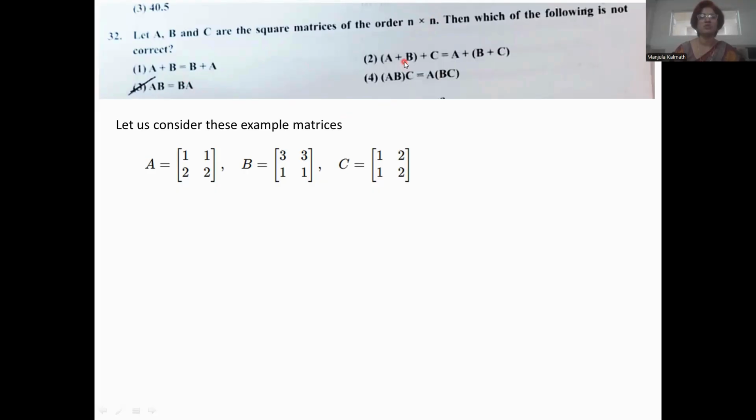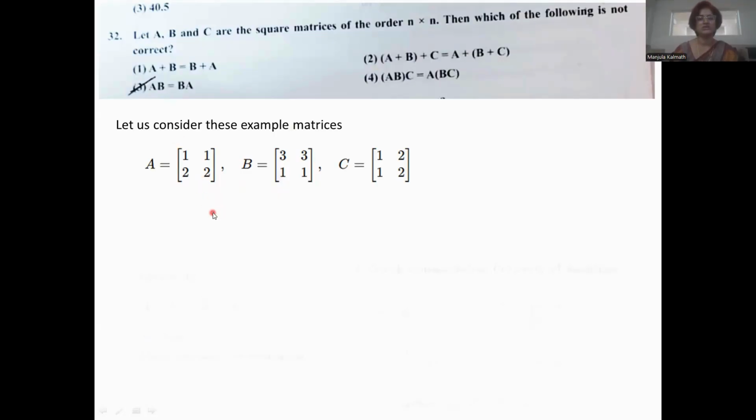Now we have to check these properties. First one, A plus B equals B plus A, that is the commutative property for matrix addition. Then the associative property for the addition of matrices. Then the commutative property for the multiplication of matrices. And again, the associative property for the multiplication of matrices. Which one is not correct? That we have to find out. In order to find this, we take three 2 into 2 matrices A, B, C, with n equals 2.